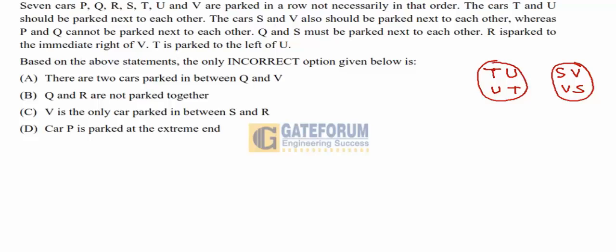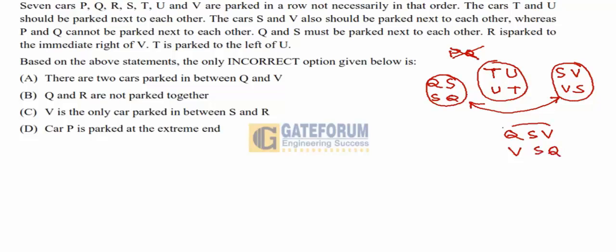Whereas P and Q cannot be parked next to each other. So P and Q is an impossibility, it cannot be done. Q and S must also be parked next to each other. So you see Q, S or S, Q. This must also be a criterion. Now if such is the case, then we can amalgamate these and say that the case must be either QSV or else it must be VSQ. Either of these two things must happen. And so we cancel the other two because they are not useful anymore.